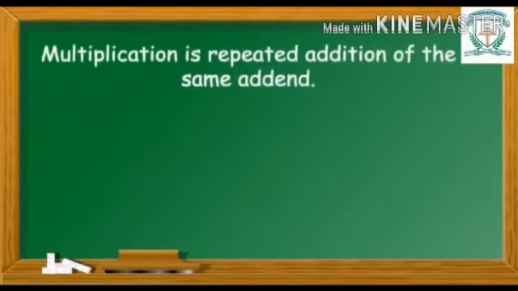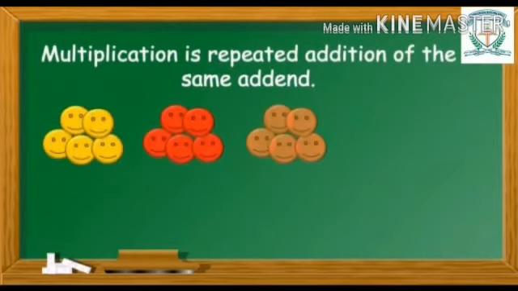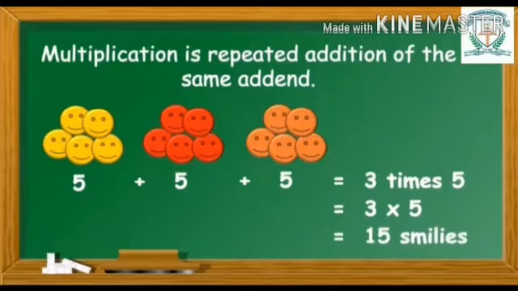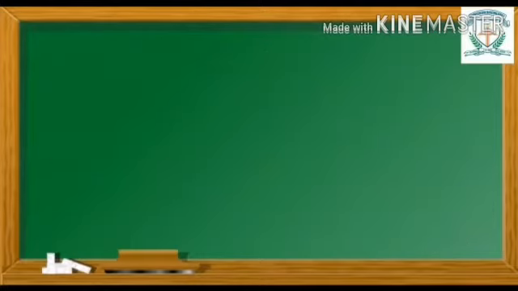One more example. There are 3 groups of smileys, and in each group there are 5 smileys. In order to find the total number of smileys, instead of adding 5 3 times, we will write 3 times 5, which is equal to 3 into 5, and we know 3 5s are 15, hence we can say that there are 15 smileys altogether.